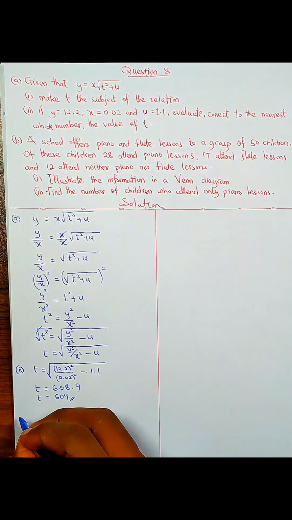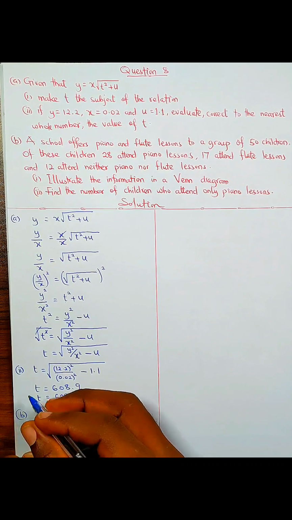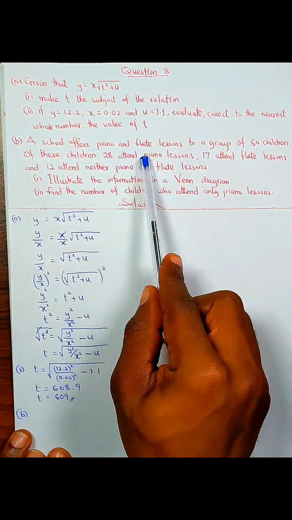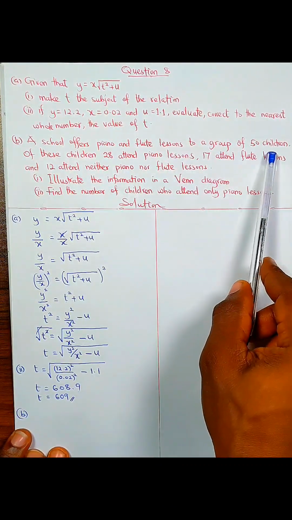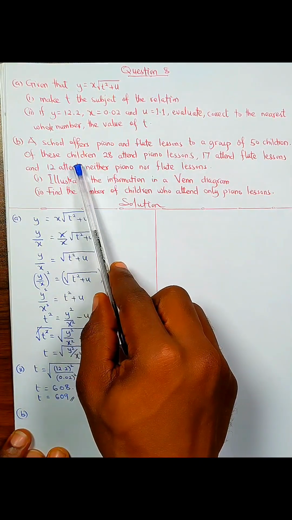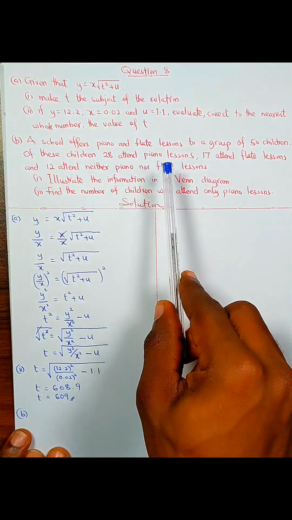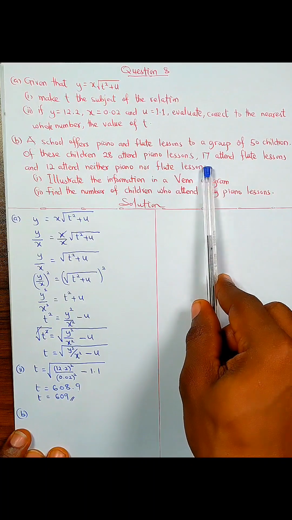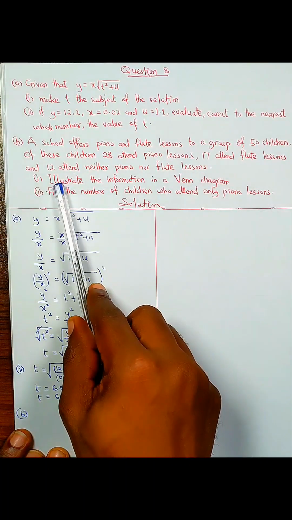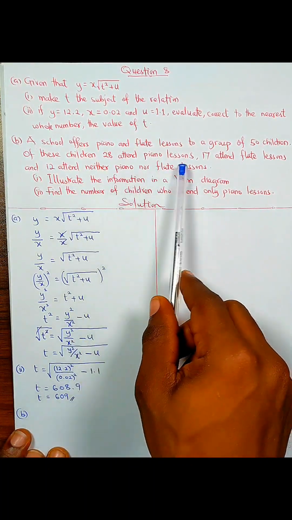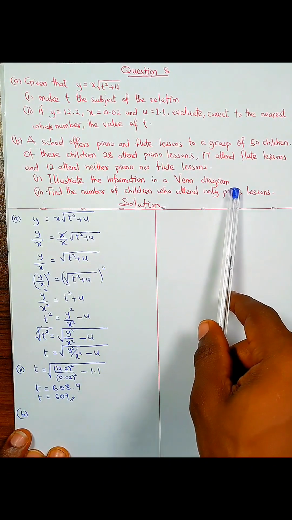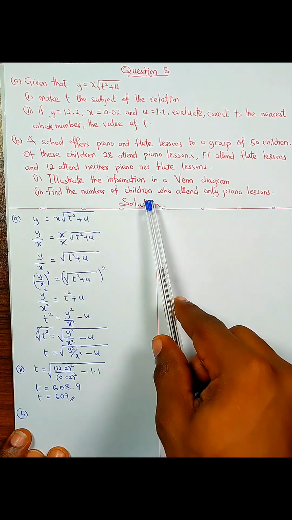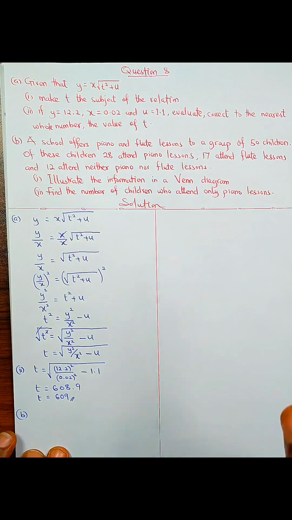Now let's go to the B part. B says a school offers piano and flute lessons to a group of 50 children. Of these children, 28 attend piano lessons, 17 attend flute lessons, and 12 attend neither piano nor flute lessons. Illustrate the information in the Venn diagram, then find the number of children who attend only piano lessons.